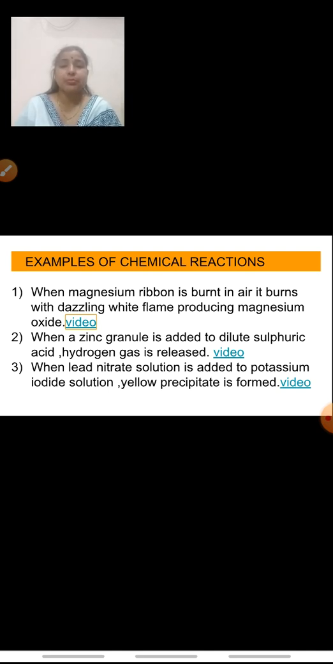The other example of the chemical reaction that I have given you was when a zinc granule is added to dilute sulfuric acid, hydrogen gas is released. Now, you will see a demonstration of the above chemical reaction.